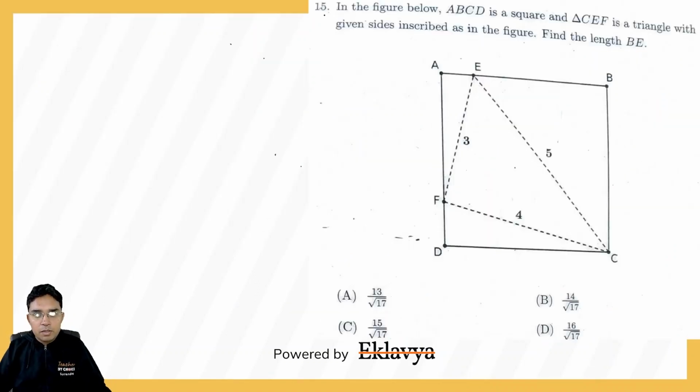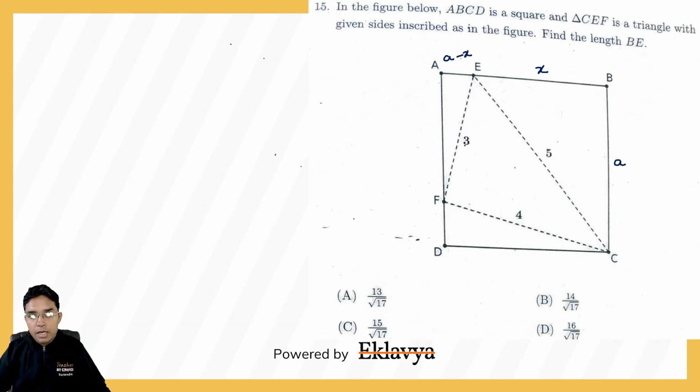Coming to question number 15, in which we are given a figure: ABCD is a square and triangle CEF is a triangle with sides 3, 4, 5. We have to find length BE. Now BE length we can take as x and this square side as a. So this AE will be just a minus x.